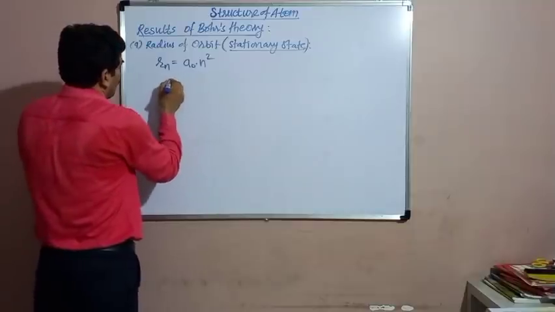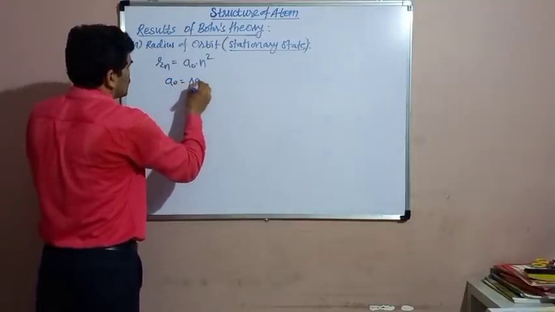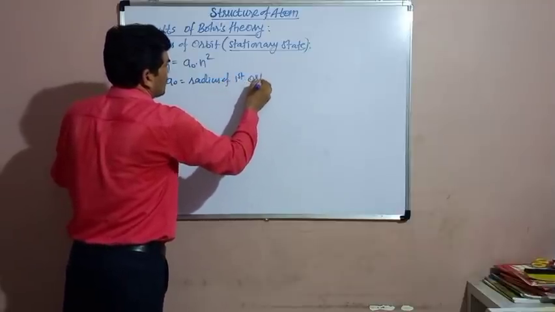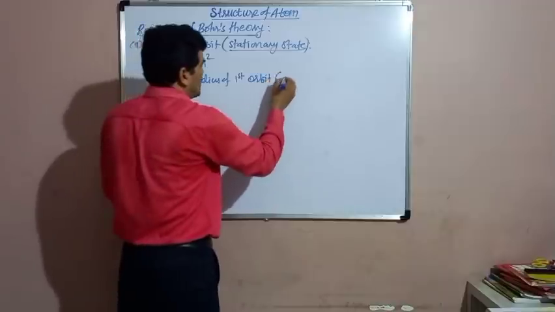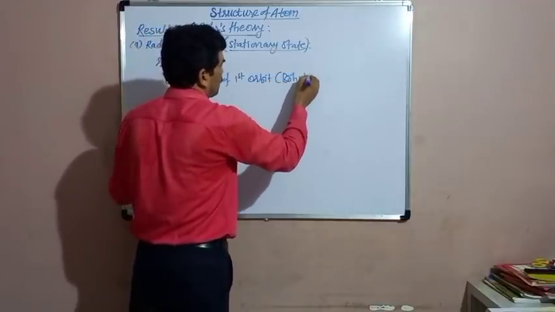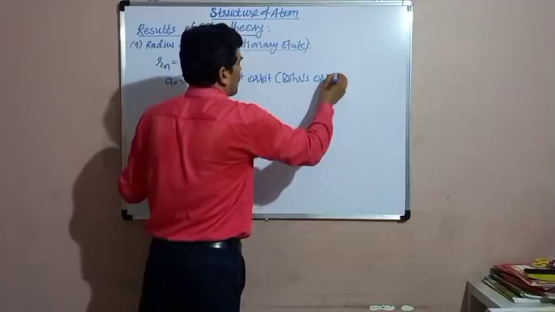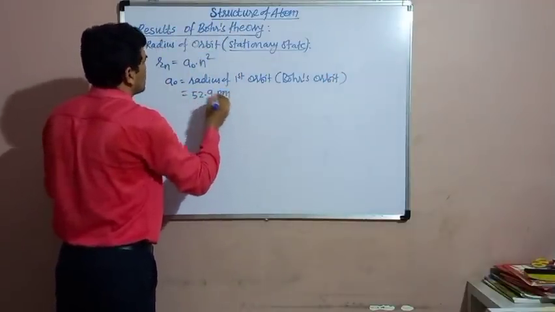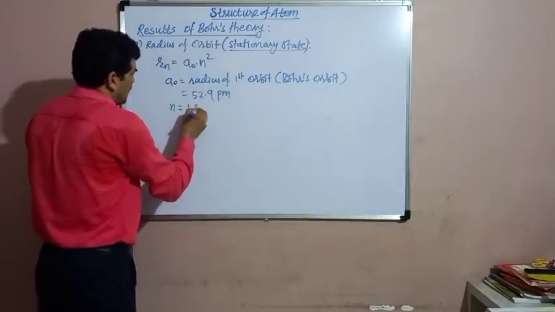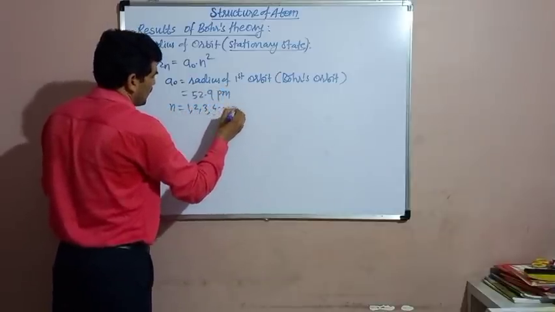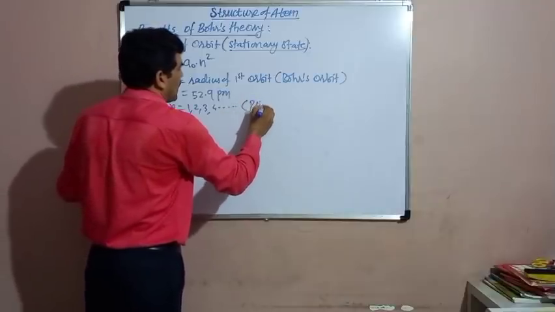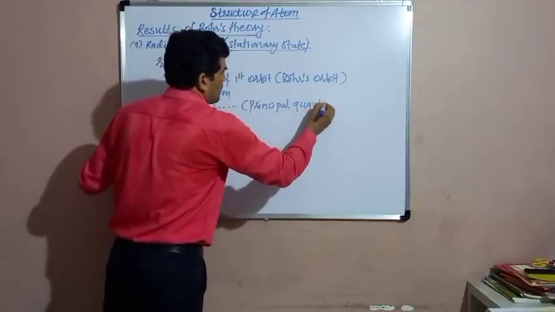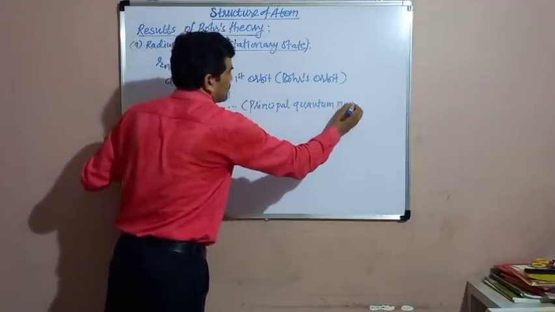A0 is the radius of first orbit. The radius of first orbit, which is also known as the Bohr's orbit, is equal to 52.9 picometers. n are the integers. These integers are called the principal quantum numbers.